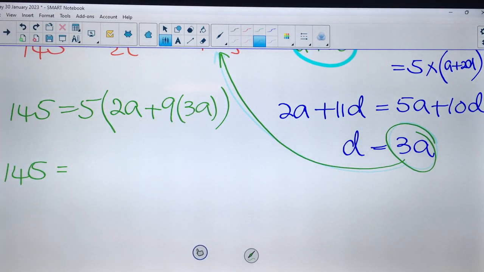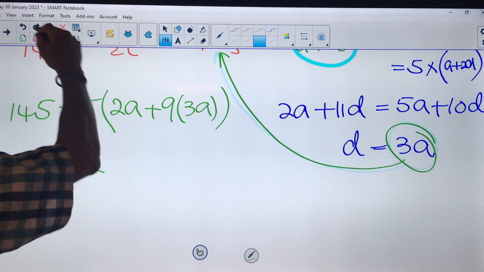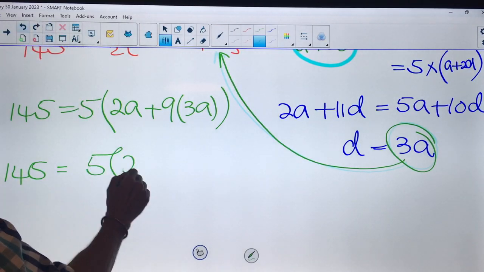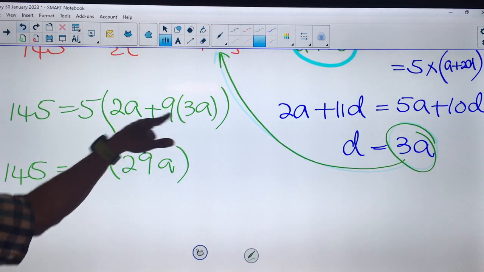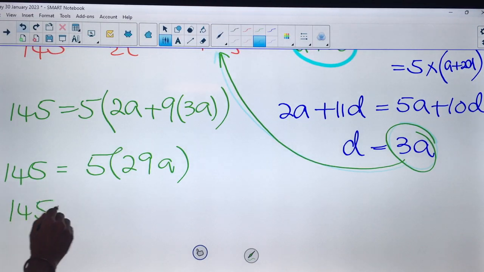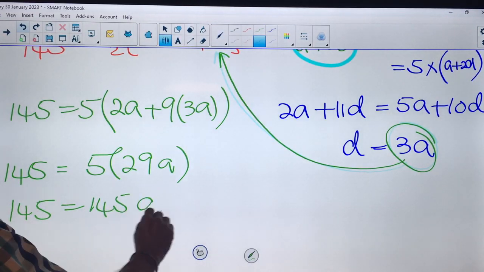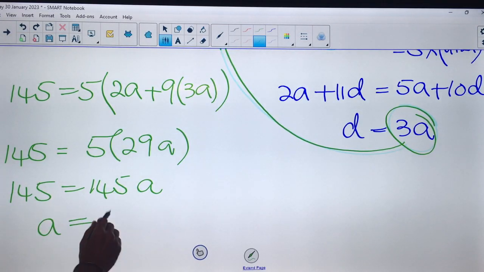That is going to be 29. 5 times 29A, I got 29A, that's 2A plus 27, that's 29A. What is 5 times 29? 145. Yes, 145. So we have 145 equals 145A, so that will make A equal to 1.